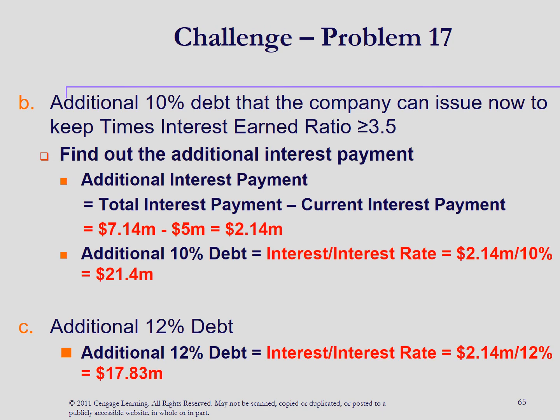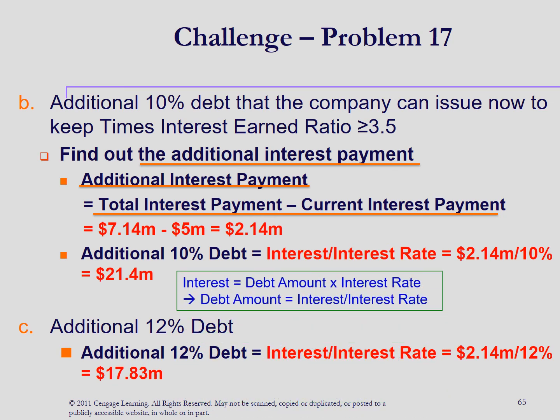Second, find out the additional interest payment. Additional interest payment is defined as the difference between total interest payment and current interest payment. We have total interest payment of $7.14 million and current interest payment of $5 million. So the additional interest payment is $2.14 million.